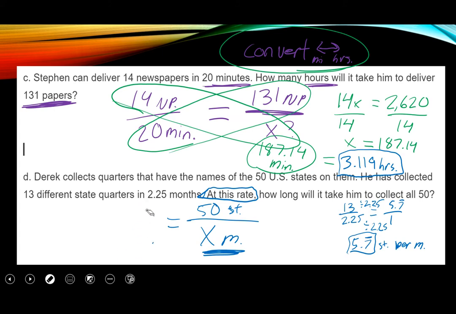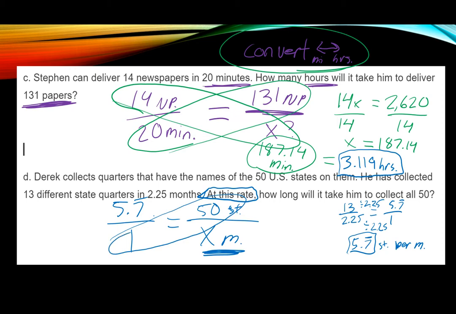So I could have done that cross multiplying like I did up top, but here I'm going with the unit rate, which is 5.7 repeating over 1. So now I can cross multiply. Here I'm going to do 50 times 1, which gives me 50. And then I know I'm going to have to divide it by my 5.7 to get x by itself. And that gives me 8.77. So that's how many months it's going to take Derek to collect all 50 states.